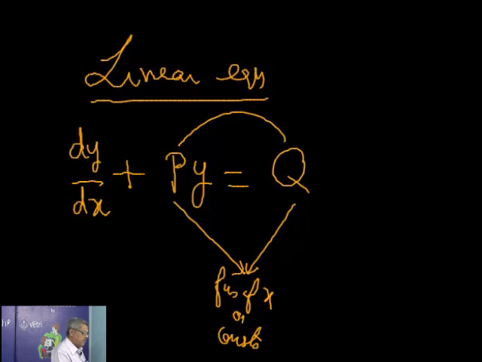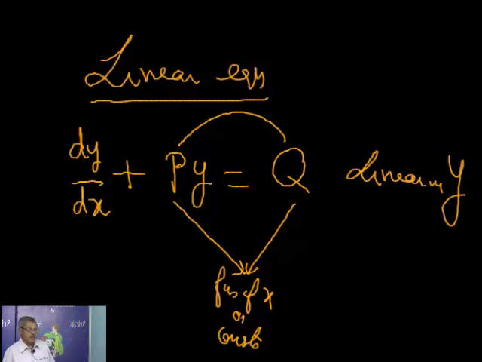Here x is the independent variable, y is the dependent variable. Here p and q are functions of the independent variable. That is very important. We call this equation linear in y. So in a linear equation, we get an equation of the form dy by dx plus py is equal to q, where p and q are functions of x or constants.